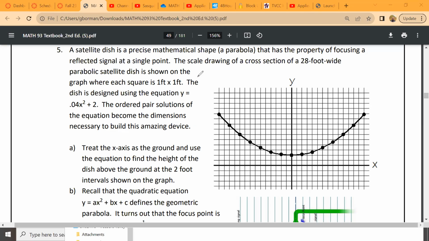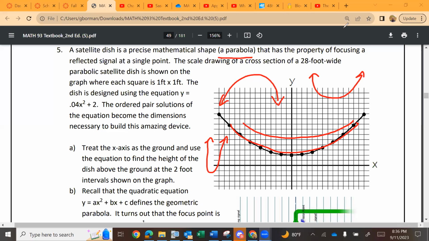A satellite dish is a precise mathematical shape, a parabola, because that's what we're doing in chapter 2. We're talking about parabolas. Parabolas are shapes that open down or open up. This satellite dish is going to open up. Sometimes, like the satellite dish, it's kind of wide, but it can be very narrow as well.